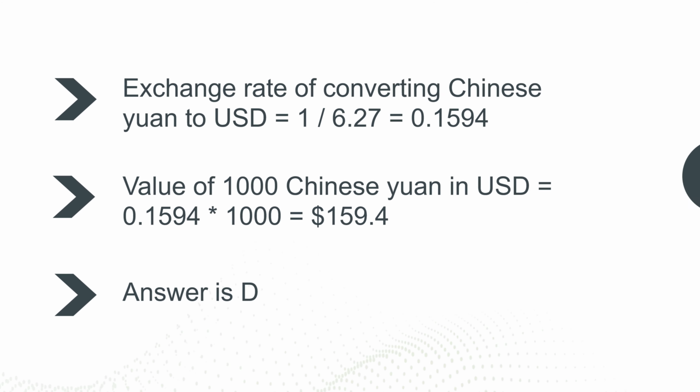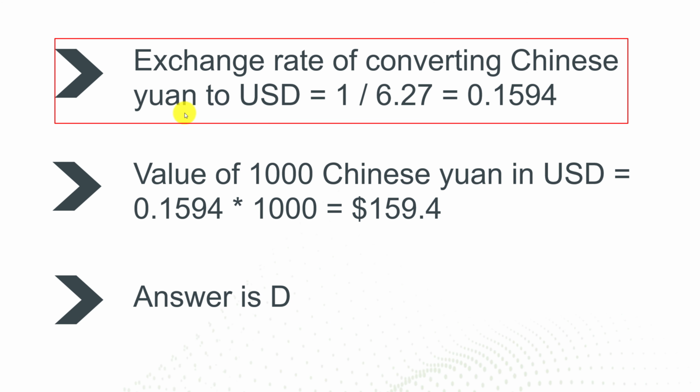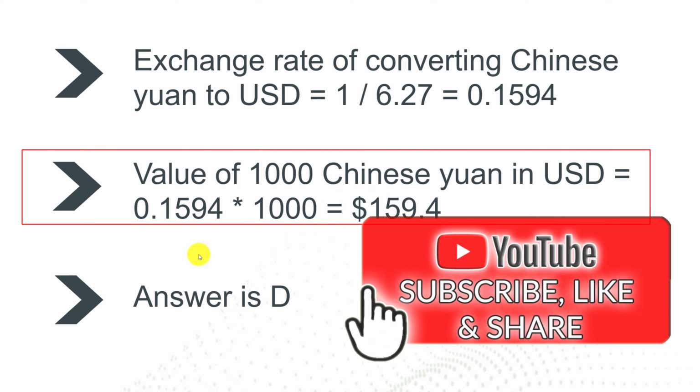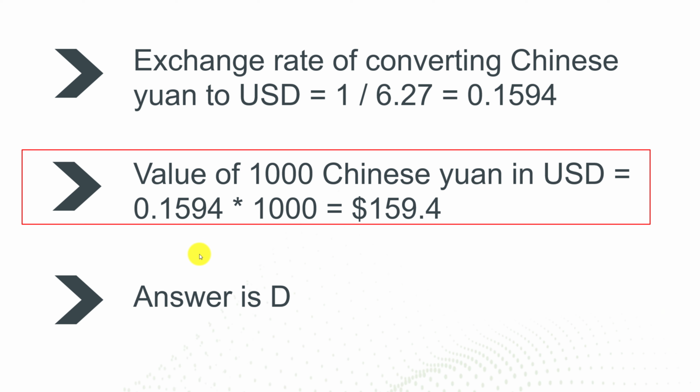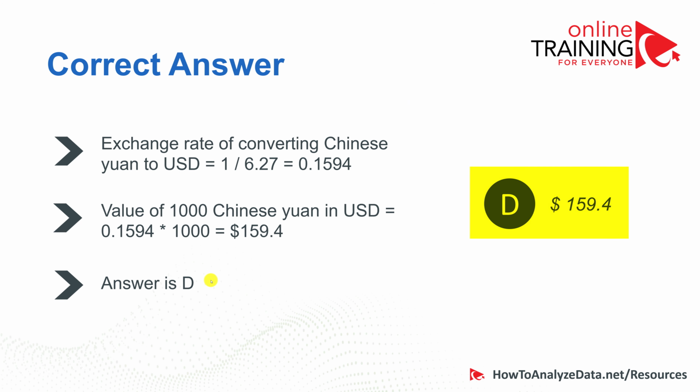To get to the answer to this question, you need to reverse the exchange rate. Exchange rate of converting Chinese yuans to US dollars is 1 divided by 6.27, which is an equivalent of 0.1594. Which means that the value of 1,000 of Chinese yuans in US dollars is equivalent of 0.1594 multiplied by 1,000, which is $159.40. So the correct choice is D. Hopefully your selection for this answer was correct.